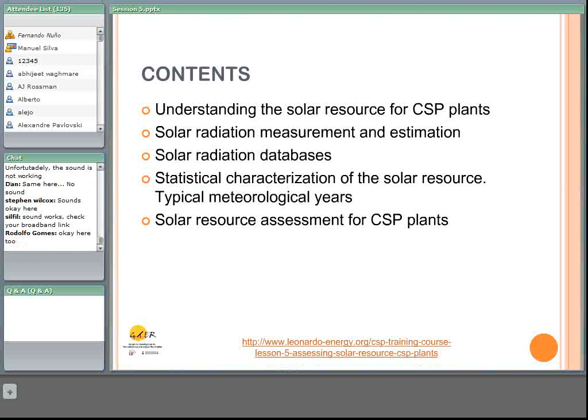And I will also talk about the statistical characterization of the solar resource and the concept of typical meteorological years and design years, not going into details, as I said, because time is too short, but I will try to talk a little bit about that. And finally, I will try to give some guidelines for a good solar resource assessment for a CSP project.